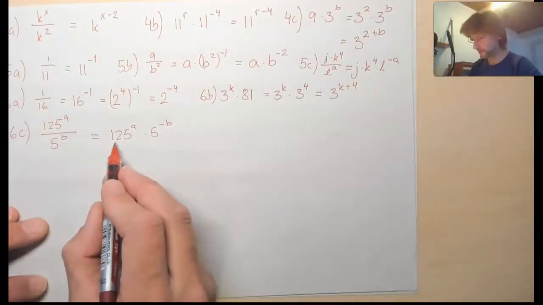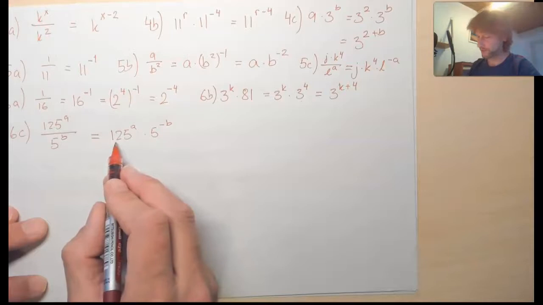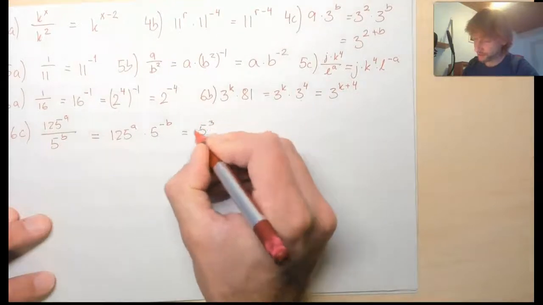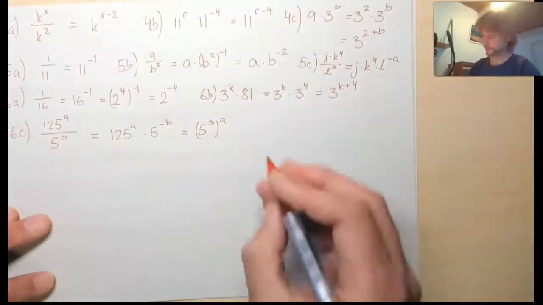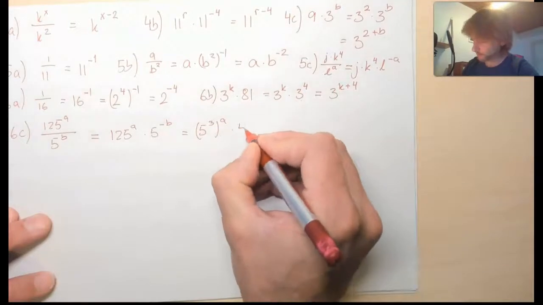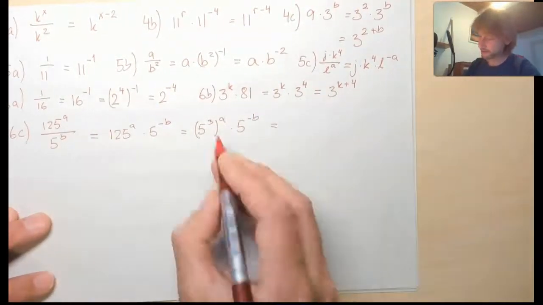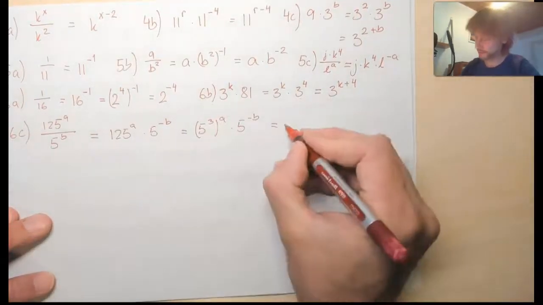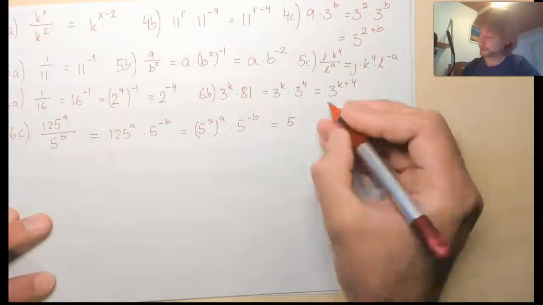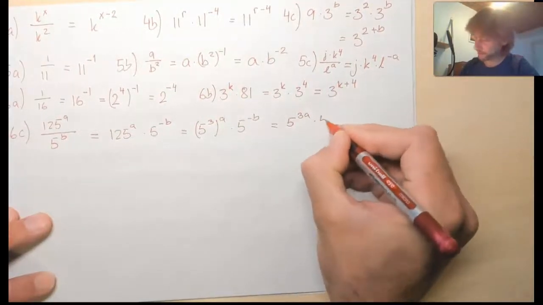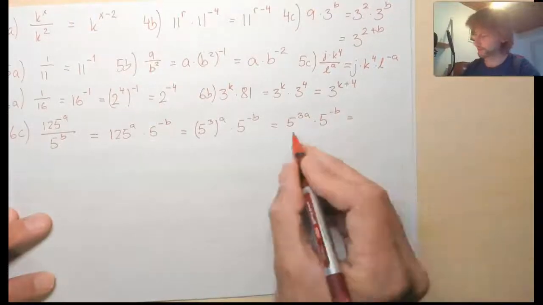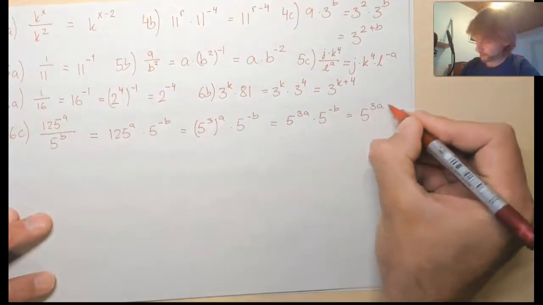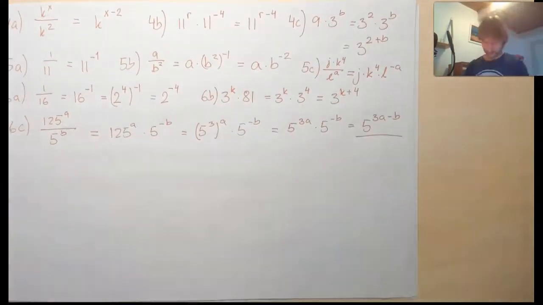However, 125 turns out to be 5 to the power of 3. So we have 5 to the power of 3, to the power of a, multiplied with 5 to the minus b. And here we have subsequent powers, so we can multiply the exponents. So this is 5 raised to 3a multiplied with 5 to minus b, and then we have the same base, so we can add the exponents. That's 5 to 3a minus b. Hooray!